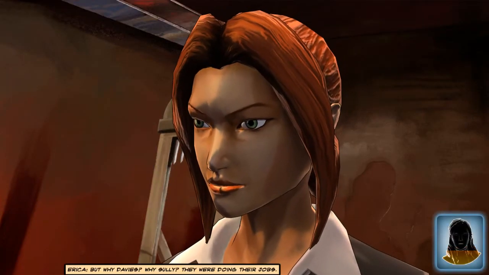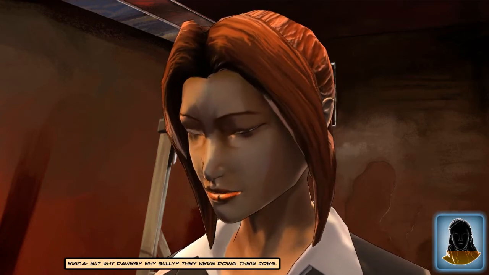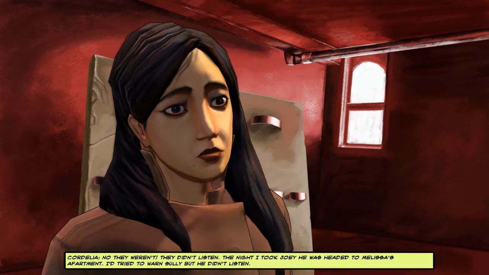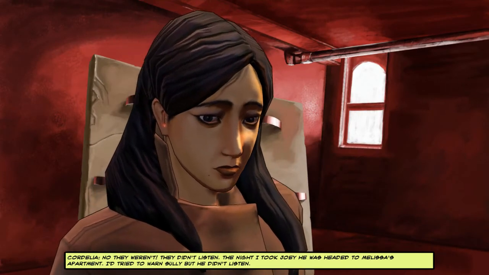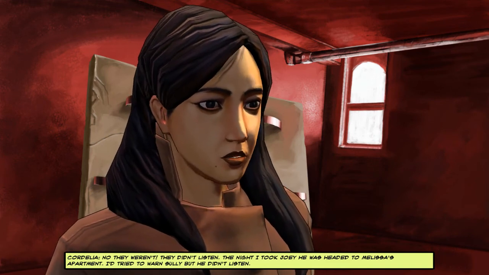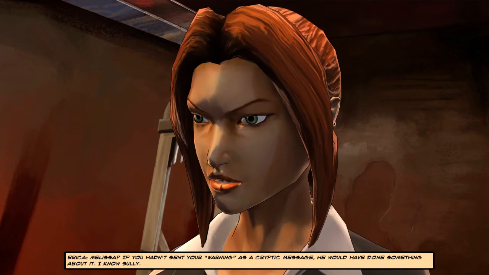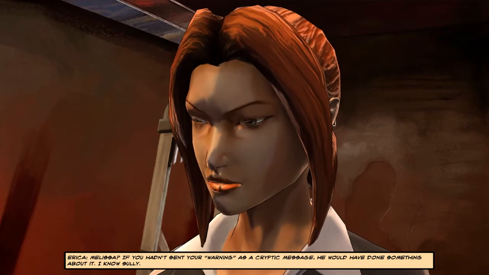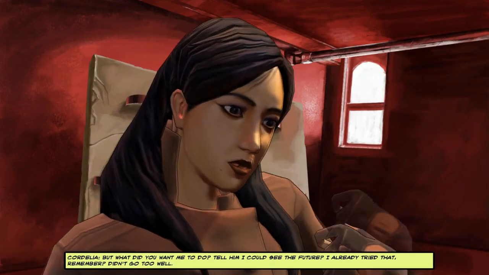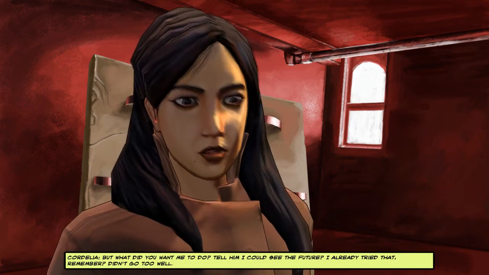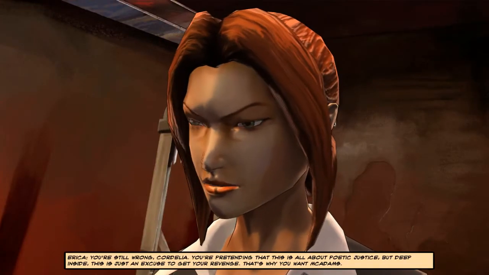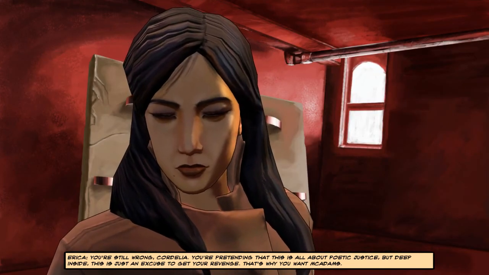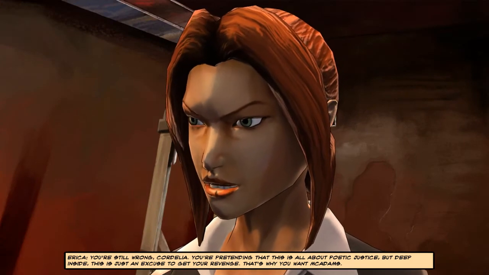Killing them wasn't your job. But why Davies? Why Sully? They were doing their jobs. No, they weren't. They didn't listen. The night I took Joey, he was headed to Melissa's apartment. I tried to warn Sully, but he didn't listen. Melissa? If you hadn't sent your warning as a cryptic message, he would have done something about it. I know Sully. But what did you want me to do? Tell him I could see the future? I already tried that, remember? Didn't go too well. You're still wrong, Cordelia. You're pretending that this is all about poetic justice, but deep inside, this is just an excuse to get your revenge. That's why you want McAdams.